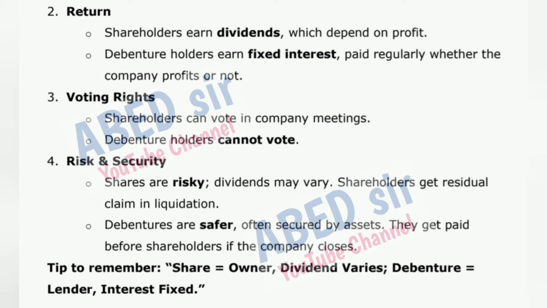4. Risk and security. Shares are risky, dividends may vary. Shareholders get residual claim in liquidation. Debentures are safer, often secured by assets. They get paid before shareholders if the company closes. Tip to remember: share equals owner, dividend varies; debenture equals lender, interest fixed.